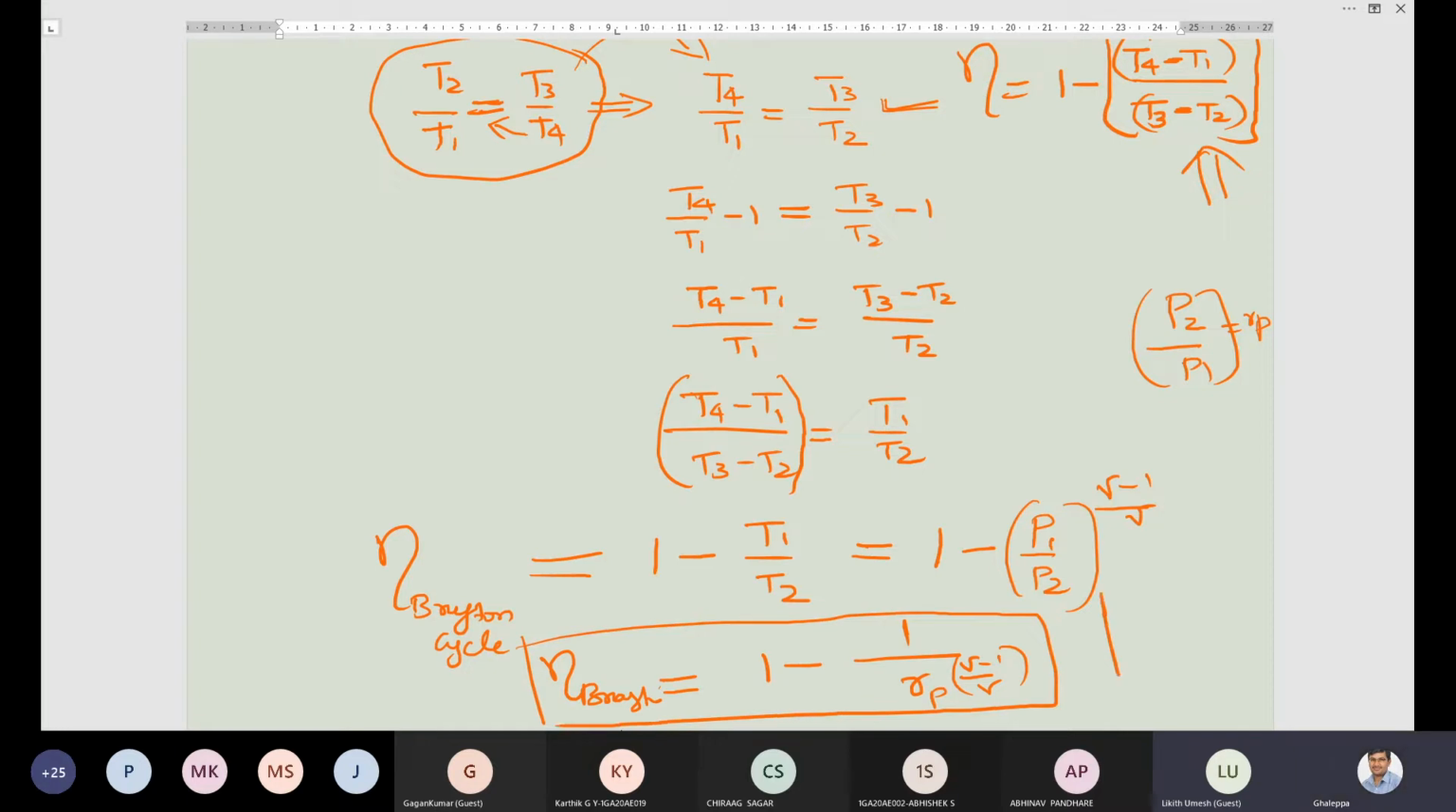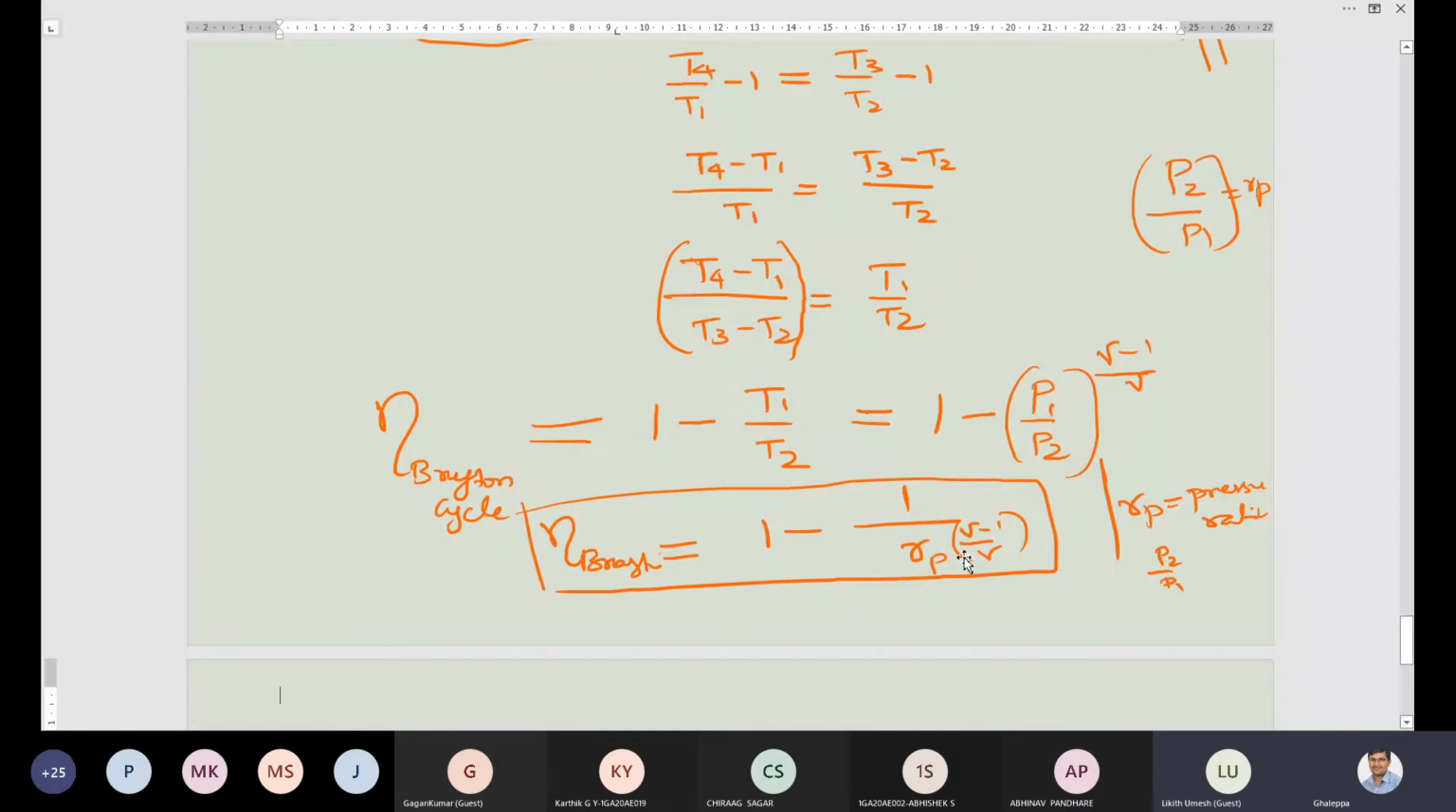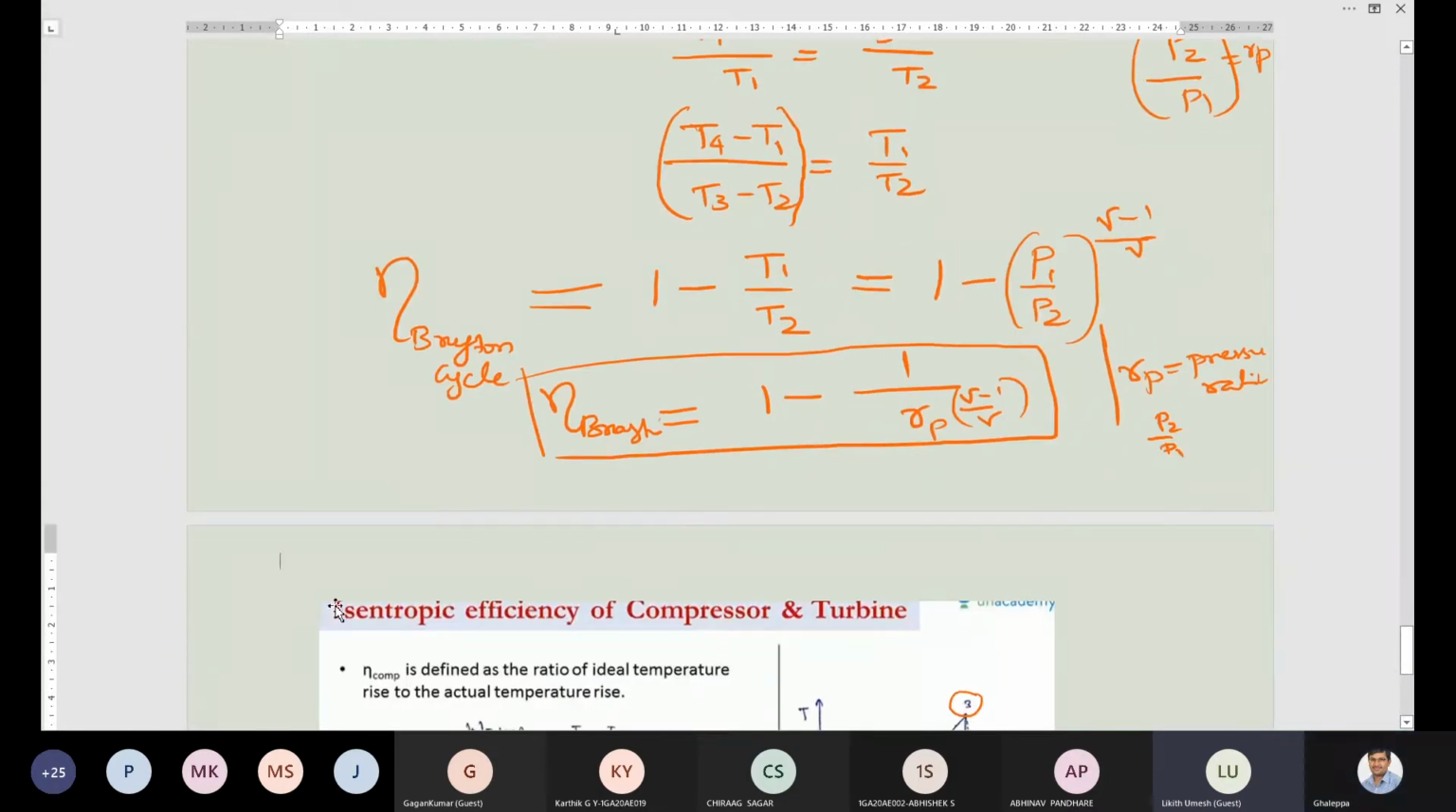So keep in mind RP is pressure ratio, that is P2 by P1. Don't think that it is compression ratio and all. Okay. So 1 minus 1 by RP to the power of gamma minus 1 by gamma.